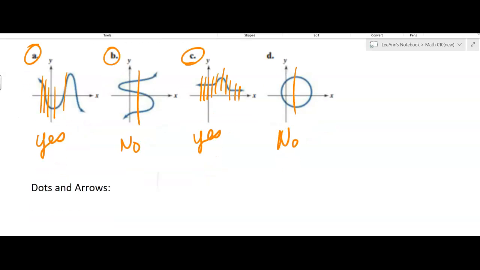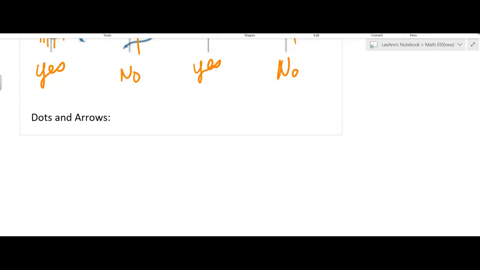Okay. A little bit about graphing, dots and arrows. So sometimes we'll have a graph that looks like this, okay? So there's an infinite number of ordered pairs here. They're all along that arch, okay? But it's starting and stopping. These closed dots are included. Closed dots are included.